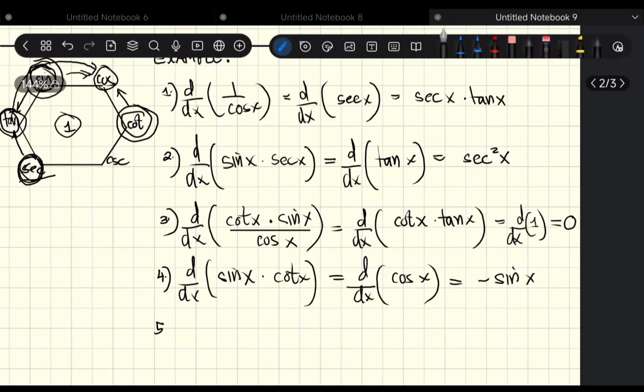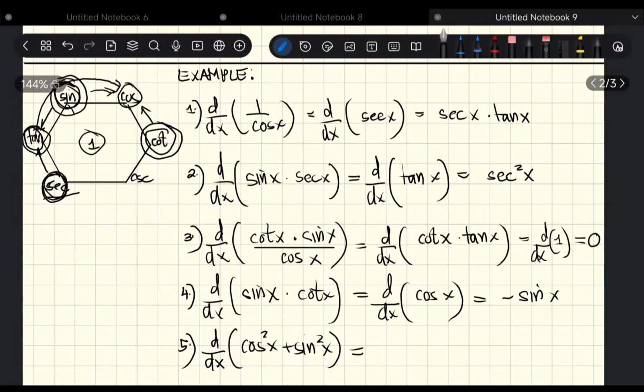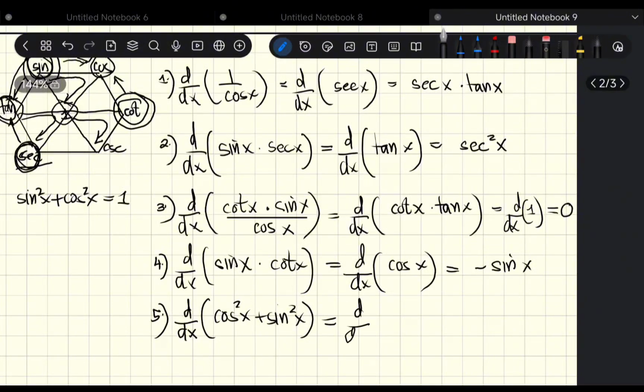Example number 5. D over dx of cos squared x plus sine squared x is equal to, remember our hexagon, if we divide this from left to right, so that is sine squared x plus cos squared x is equal to 1. So d over dx of 1, so it's equal to 0.